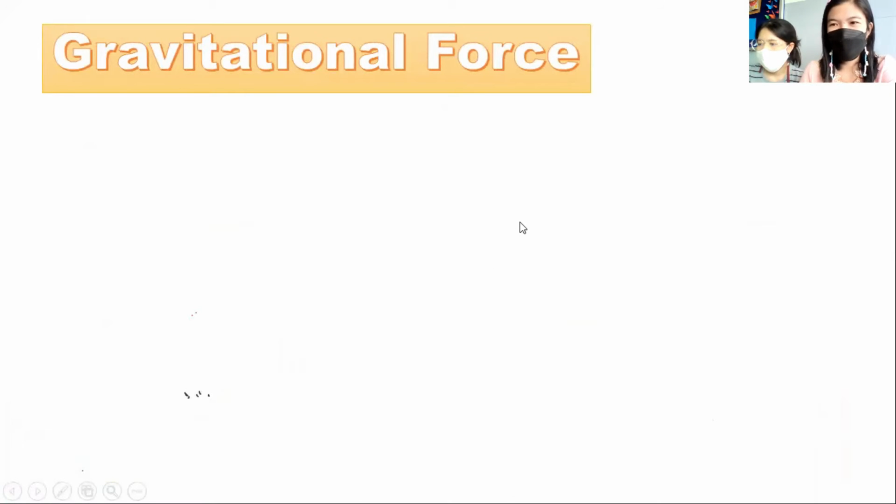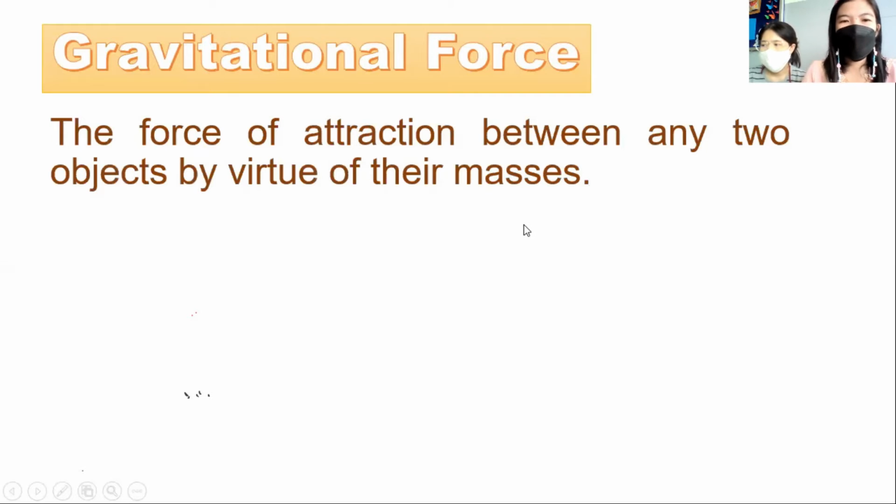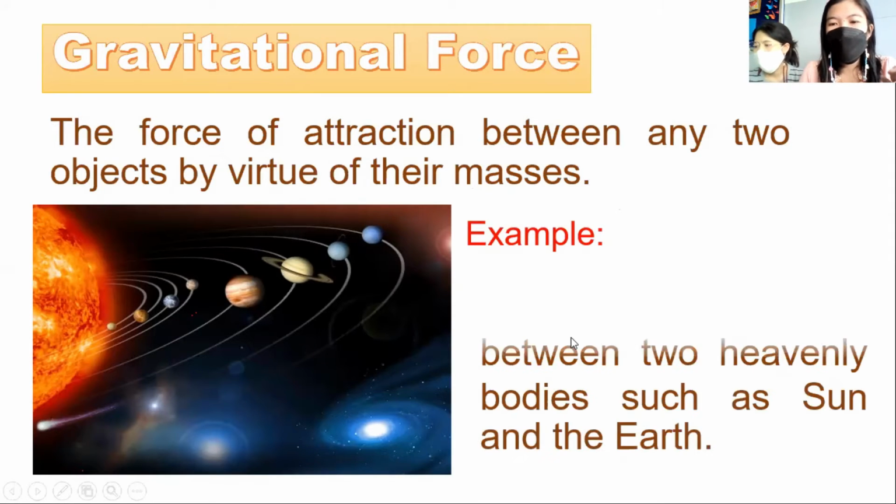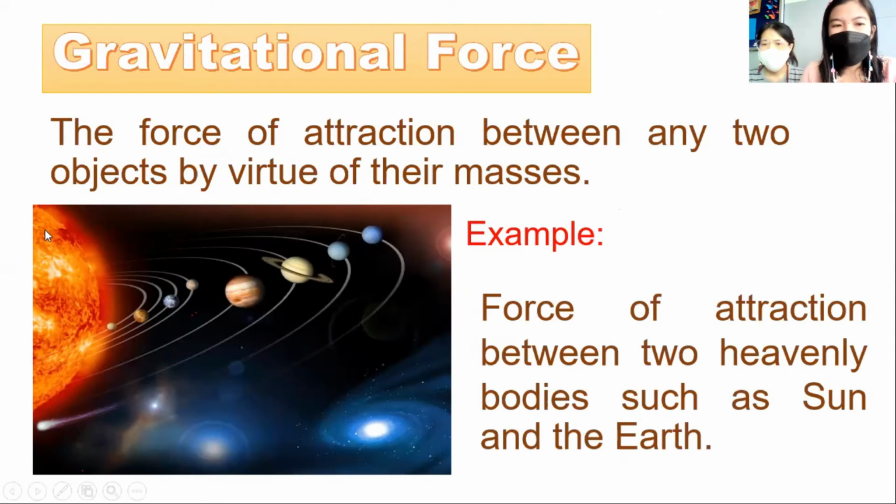gravitational force. Okay, so when we say gravitational force, this is the force of attraction between any two objects by virtue of their masses. So when there are two objects attracting through gravity, let's say, for example, the best example of a gravitational force are the two heavenly bodies, such as the sun and the earth, or the sun and the other planets of the universe. So they are attracting each other.